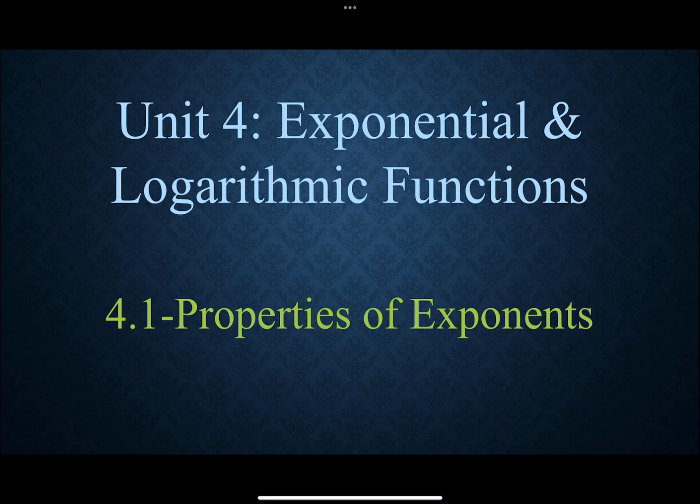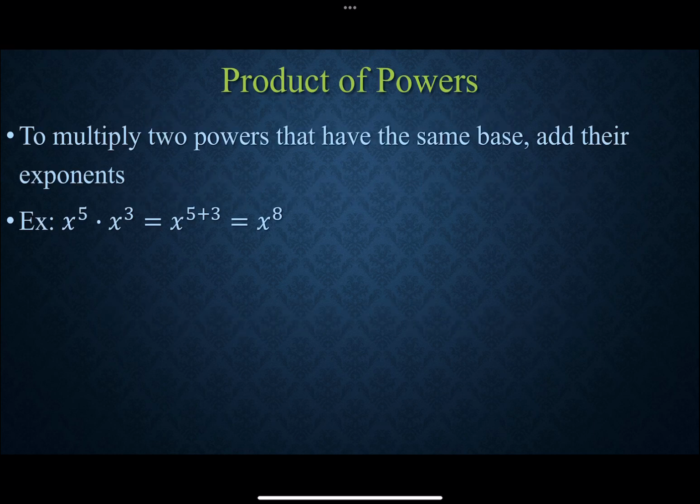With the exponentials, we're going to take a look at properties of exponents first. So this is really going to be a review of some pre-algebra and Algebra 1 concepts. We'll be able to move through this relatively quickly.